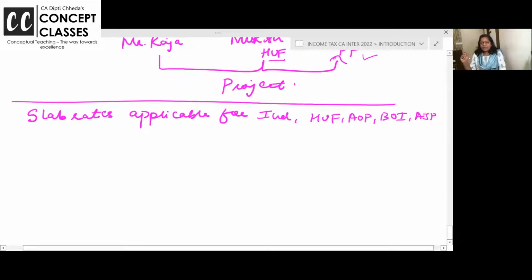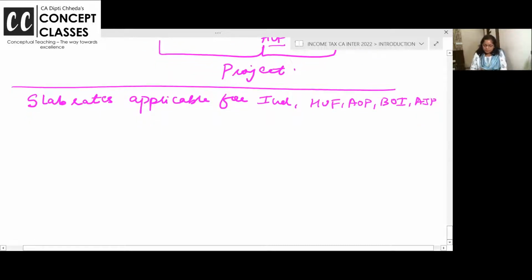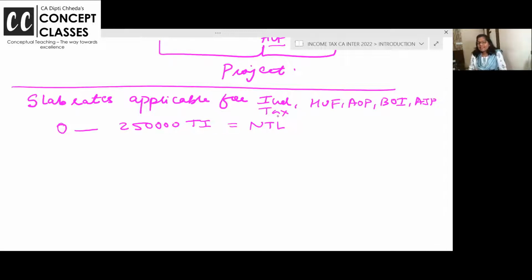Individual, HUF, AOP, BOI, AJP. Slab rates. Okay. 0 to 2,50,000 total income, its tax is nil. And when I say tax is nil up to 2,50,000, it is also called in our terms as basic exemption.